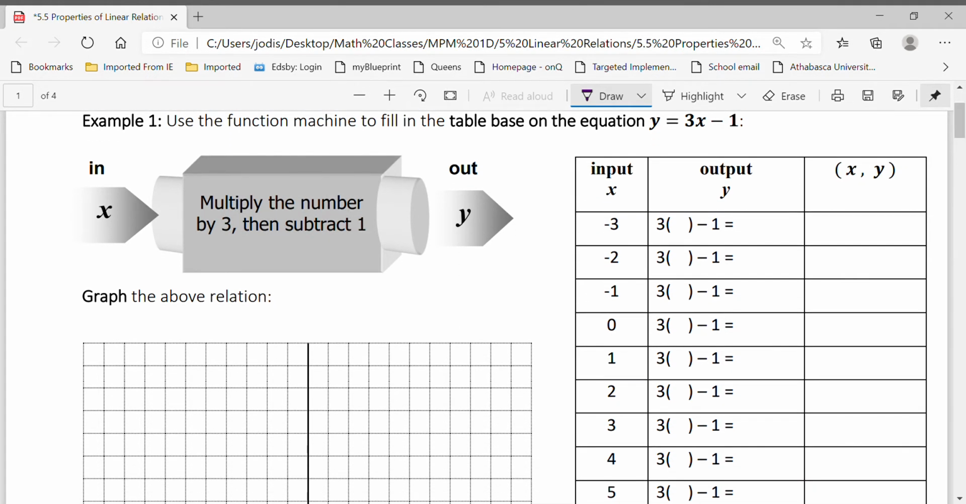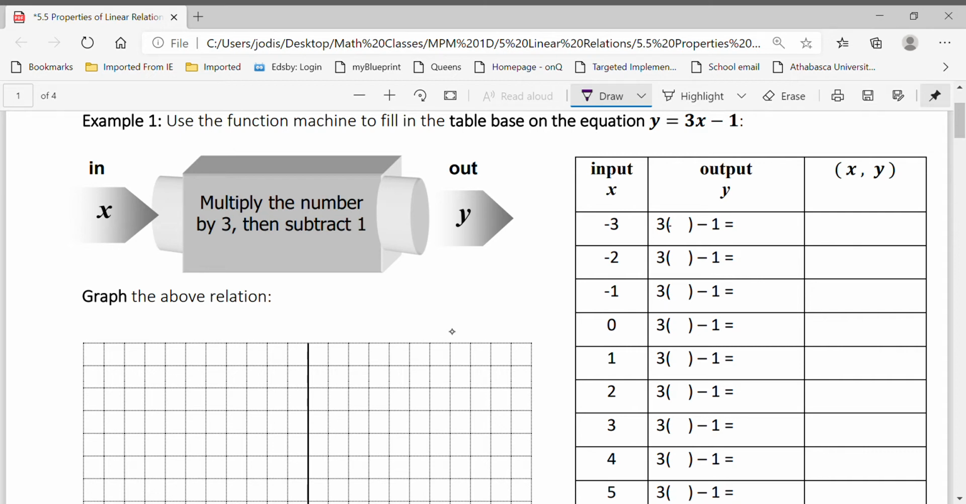So first we're going to use the function machine to fill out the table based on the equation y equals 3x minus 1. So remember, in a function machine, our input in this case would be the x value. We're going to take whatever we choose to be x, multiply that number by 3, and then subtract 1. What we get as our answer will be the y value. So we're going to fill in this chart using the input-output machine.